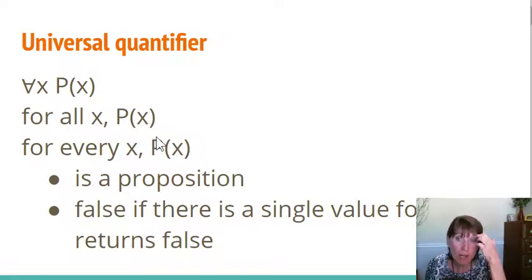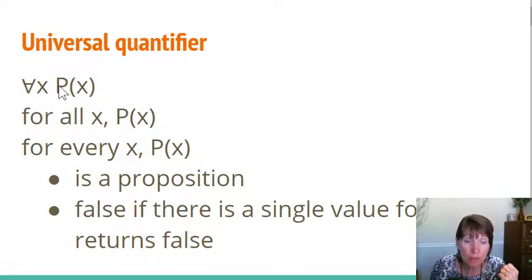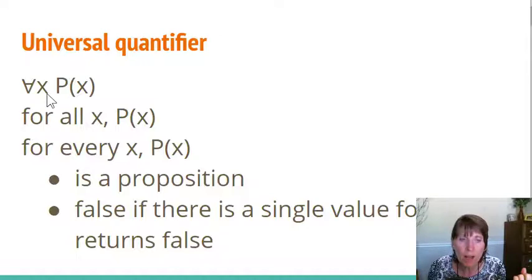Now we can quantify, we can use a quantifier with a predicate. So here we have the predicate P of x. We recognize that as a predicate. And this quantifier, that upside down capital A, says for all x, or for every x, P of x is true. When we put a quantifier on it, it now becomes a proposition because we can identify the truth value of it. We say for every x, P of x is true.